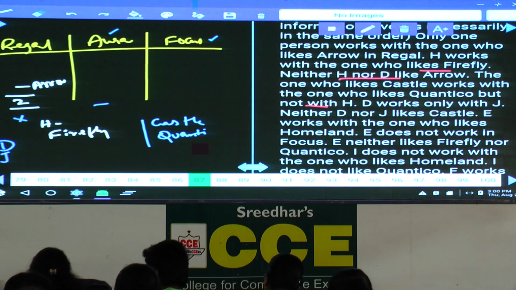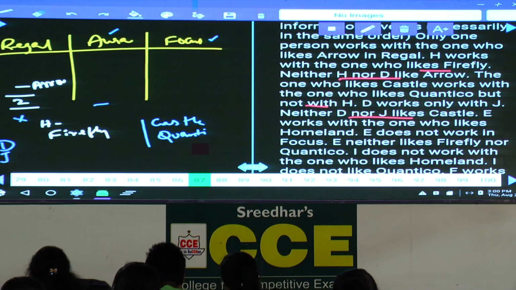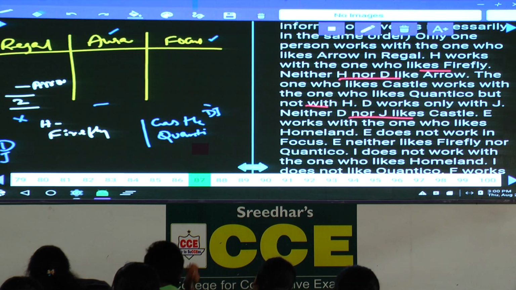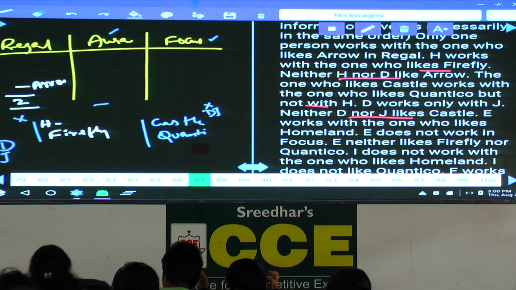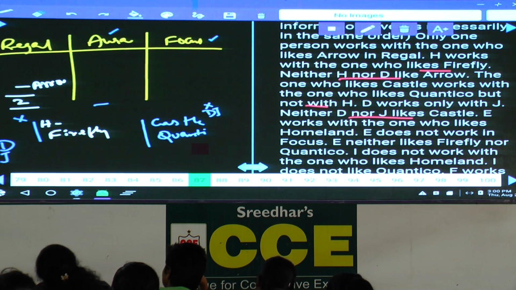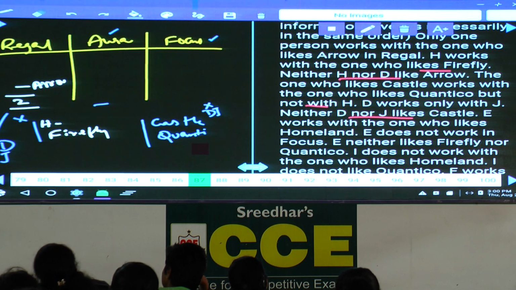And D works only with J. Neither D nor J likes casual, so D and J cannot like casual. As D and J cannot like casual, the other possibility is H and firefly. Now H and firefly cannot be here, because if H and firefly is here, D, J and H will be together, which is not possible. Hence, now I can fix this D and J in this Regal. Final, done? Now D and J in Regal, and next one.